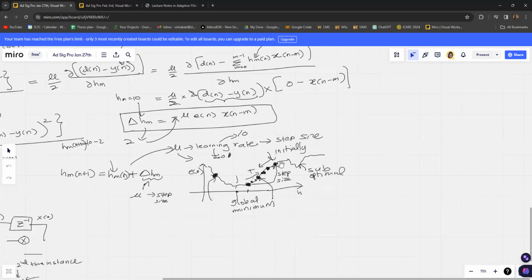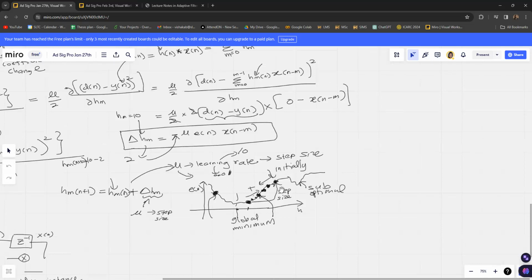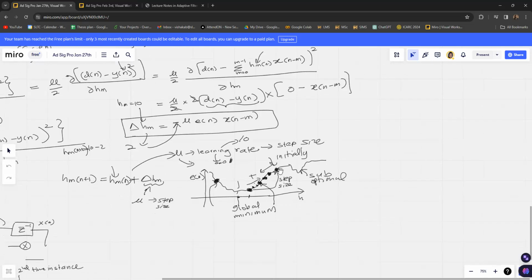So initially, you can have a filter coefficient somewhere in this function, which is defined as the error function. The y-axis here is the error squared. Initially you start here, and then you want to go to the place where this error function is minimized.